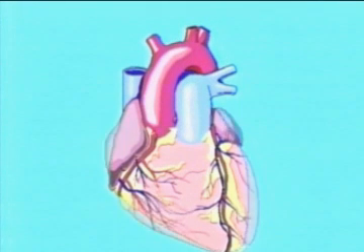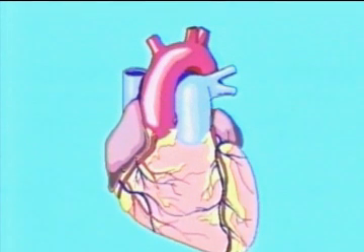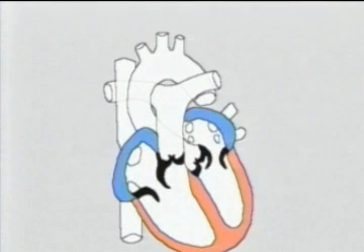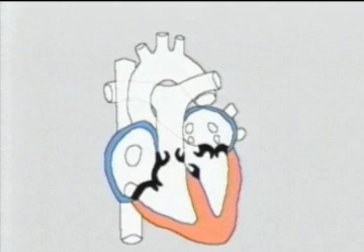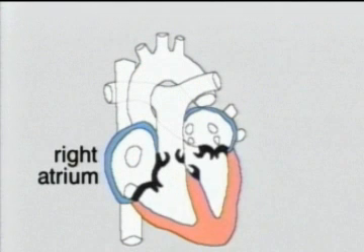The human heart consists of 4 chambers. The upper 2 chambers are called atria. The lower 2 chambers are called ventricles. Valves between the atria and ventricles and between the ventricles and the main arteries keep the blood flowing in one direction through the heart. The right atrium receives blood from the body.